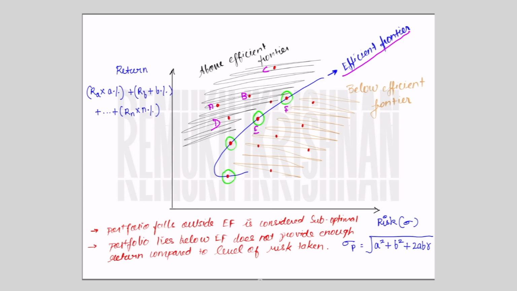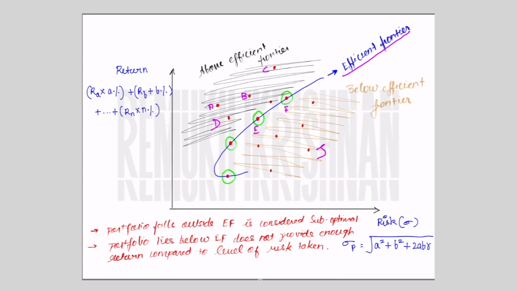Those which are above the efficient frontier, that is A, B, C, D, will have higher risks. Also those which are below the efficient frontier, let us consider J, are also not optimum. So anything that falls upon the efficient frontier is the optimum portfolio and one should pick that. A portfolio that falls outside the efficient frontier is considered suboptimal. It is not optimal, so it is suboptimal. A portfolio that lies below the efficient frontier does not provide enough return compared to the level of risk it has taken. So the risk will be high, whereas comparatively the return will be low. So it is not good to go for portfolios which fall below the efficient frontier.